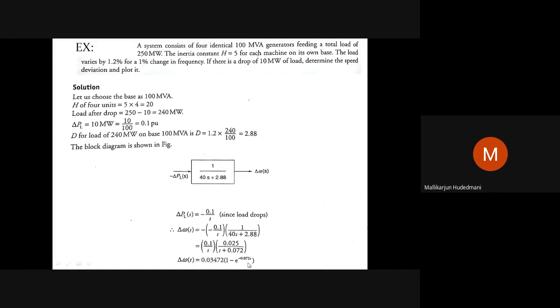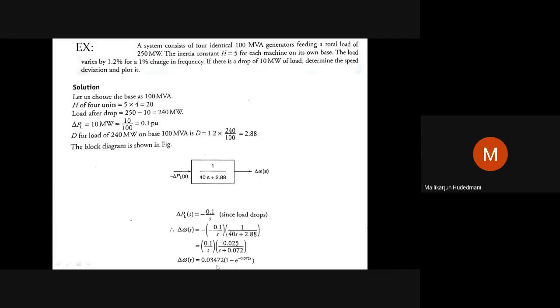Here I can plot for a very large time. If t goes to infinity, when I put infinity here, this second term goes to 0. What remains is 0.034721 into 1. That's all. That's the steady state deviation that I can get. Let's see what is done here. The steady state deviation is 0.03472 pu because it is the first term. The first term, when I multiply with the 1, remains. That's called, after a long time, t equal to infinity, I can get the steady state deviation. So this is also the steady state frequency deviation.